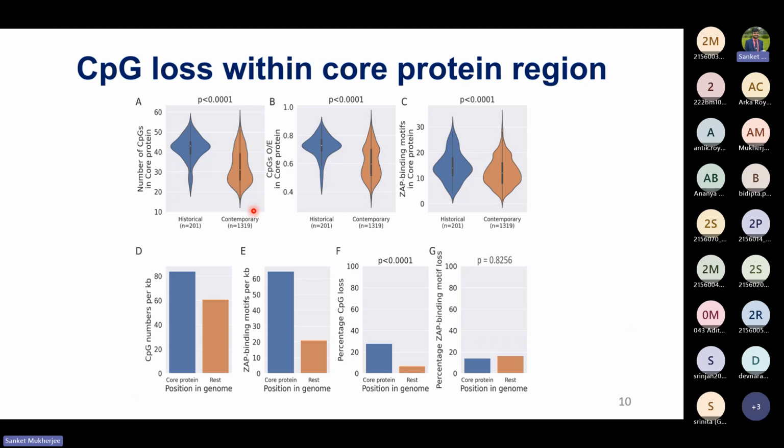And then we found what the CpG loss is within the core protein region. There also we see that within the core protein region, there is a CpG loss. But even with that, if you compare the CpG numbers within the core protein region with the rest, the CpG numbers are pretty much high in the core protein region. So that's what we observed.